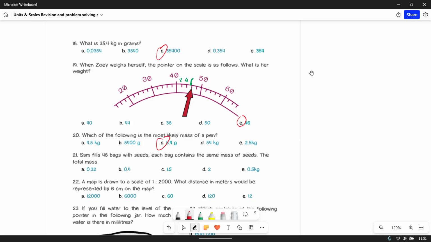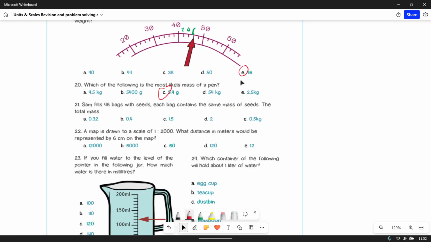Sam fills 48 bags with seeds. Each bag has the same mass of seeds. So the total mass. It doesn't give you a weight, so you can't do this. There's a mistake here, so missing information. Mistake. So we get a question change. So change question.